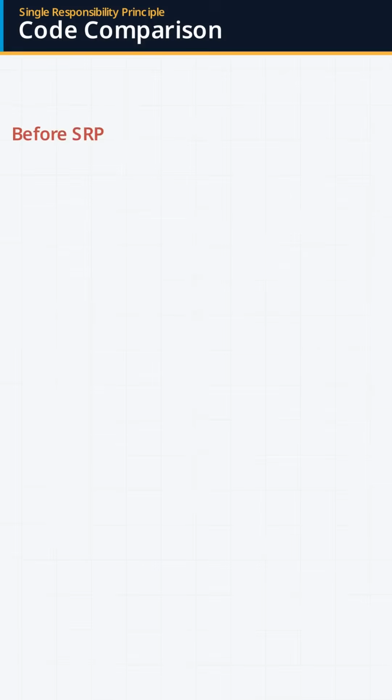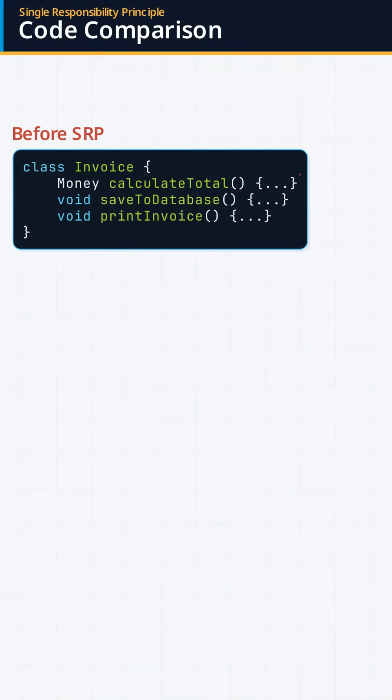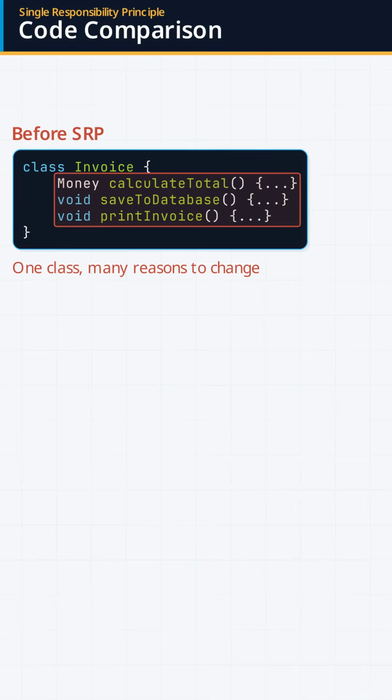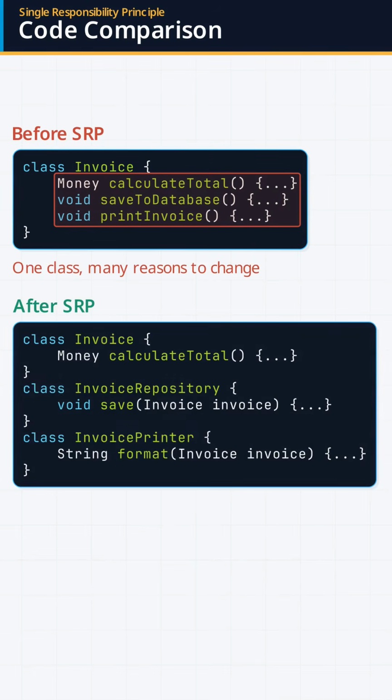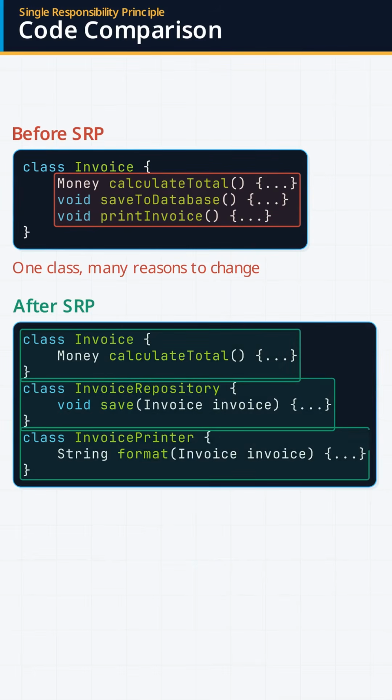Look at the comparison. Before, a single Invoice class calculated the total, saved to the database, and printed the report, so it changed for many reasons. After applying SRP, the work splits into Invoice, InvoiceRepository, and InvoicePrinter. Now each class has just one reason to change, keeping the code clean and easy to maintain.